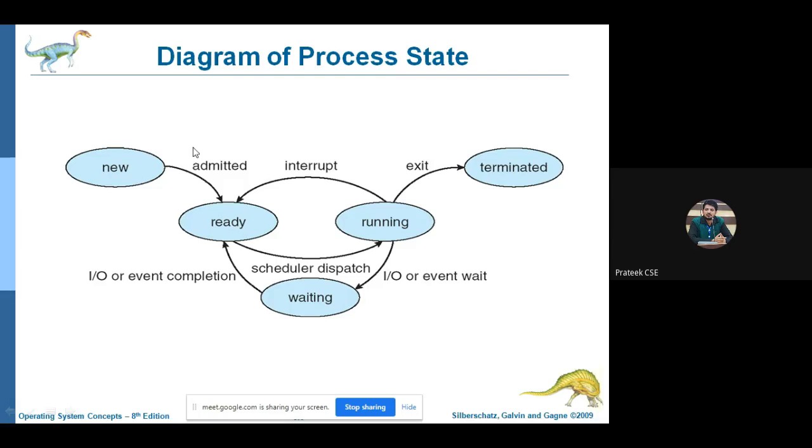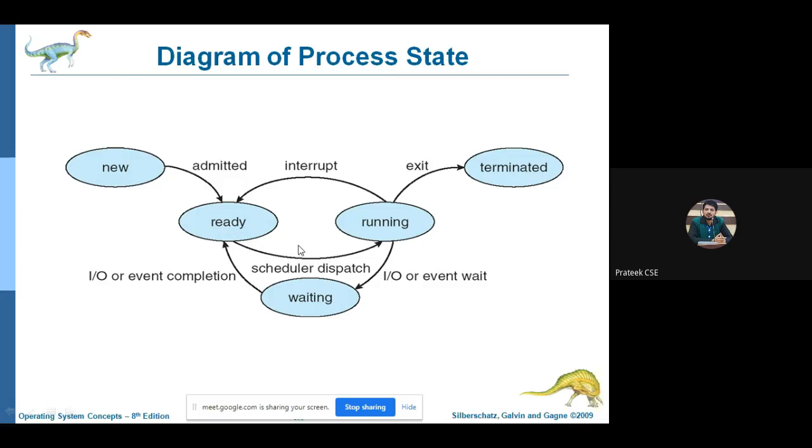So this is the first kind of scheduler whose task is to choose some of the processes from this new state and put those processes into the ready state, into the RAM. So this is the long-term scheduler. Now if we talk about the short-term scheduler, in this ready queue we will be having so many processes which are ready and which are waiting for the CPU. So here you can see we have a line from ready to running.